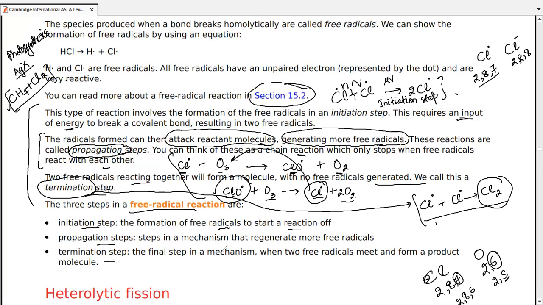Now, the termination step is the final step in the mechanism where two free radicals meet and form a product molecule. The same thing happened: two radicals met and they formed a molecule. As soon as they form a molecule, thanks to the termination reaction, we got rid of the more reactive species. Molecules are not as reactive as free radicals are, hence the whole propagation stops. Hence the name termination step. I hope this all makes sense to you. Does it?